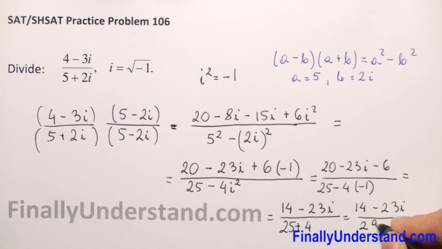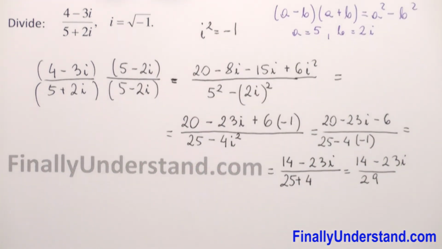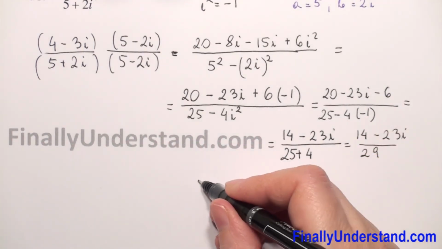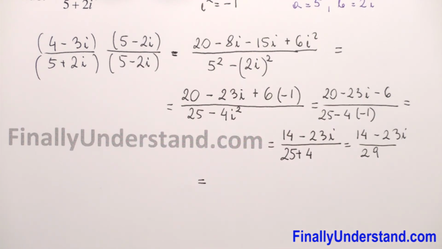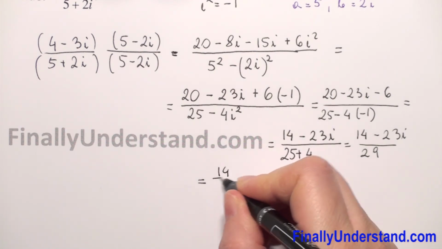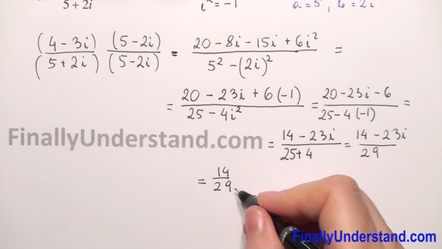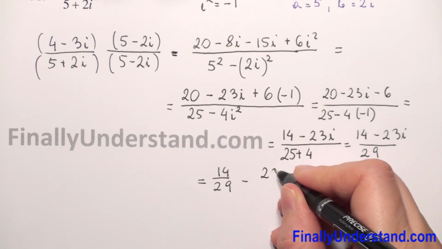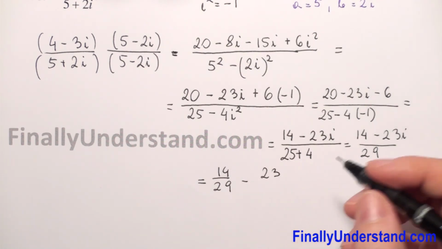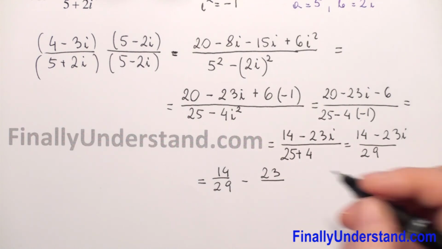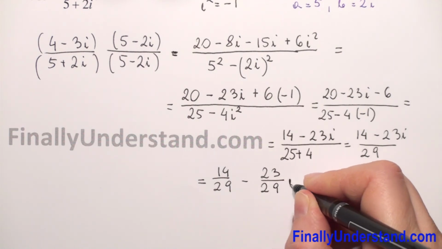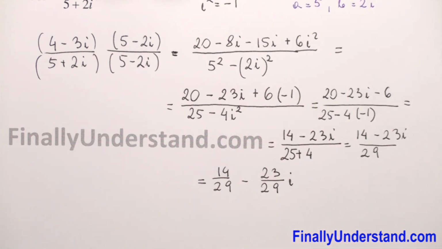over 29. So now you can rewrite that this is equal to 14 over 29 minus 23 over 29i. This is my solution. We divide two complex numbers.